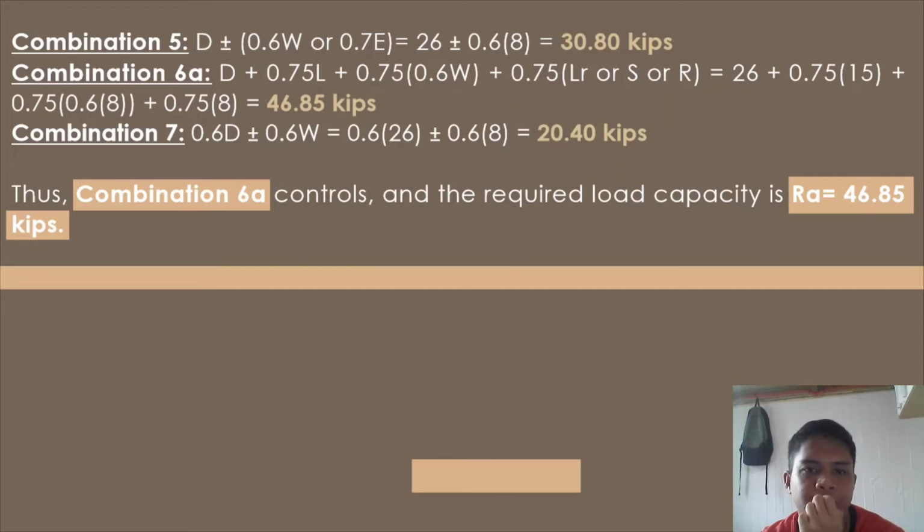okay, so gisali ko dito yung combination 7 pero wala pa rin, mas mababa pa rin talaga siya. So, ang kunan natin dito, LR. So, ang pinakamataas dito is combination 6A. And the required load capacity is 46.85 kips. Yan yung pinakamataas niya.